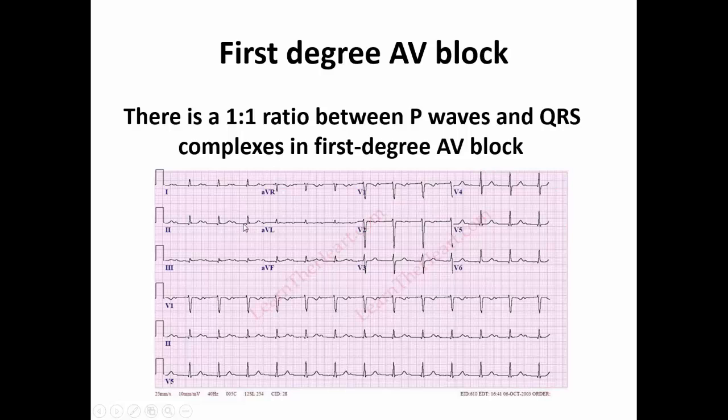So you see a P wave and a QRS. So there's a P wave in front of every QRS. It's just the PR interval is much longer than it should be.